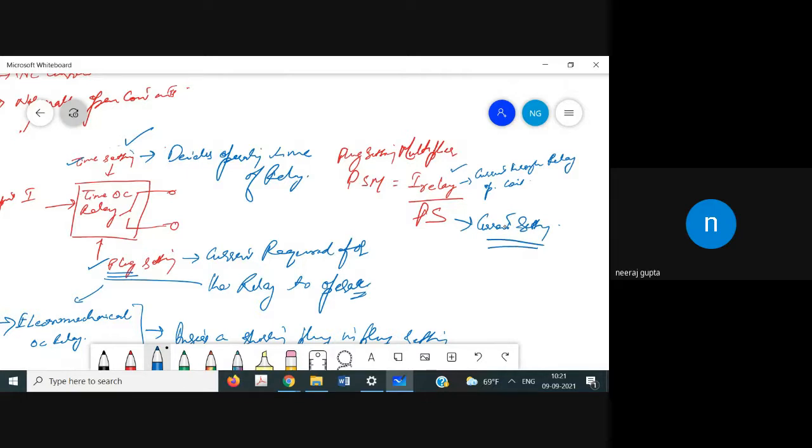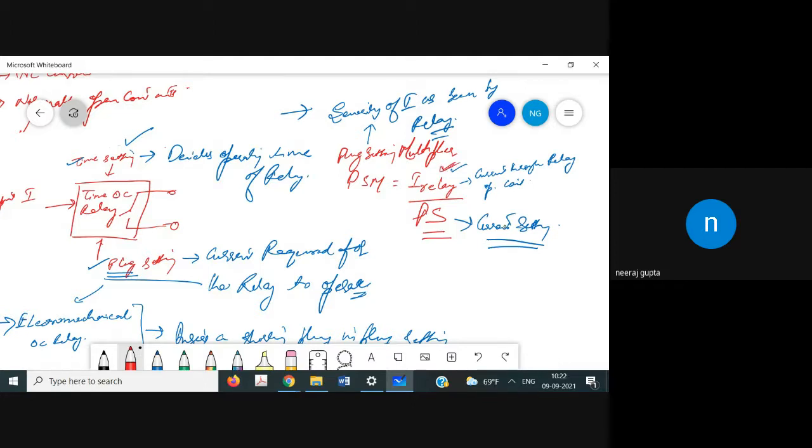This PSM, the plug setting multiplier as a whole, tells us about the severity of the current as seen by the relay. Let us suppose we have a particular setup value of the current, that is the current setting already set, and I relay is the current flowing through that particular relay.